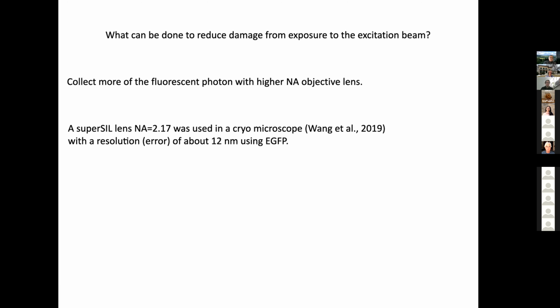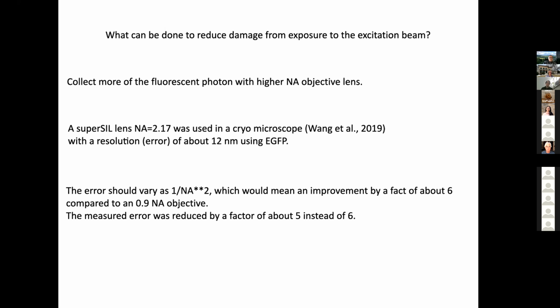So the highest numerical aperture lens that's been used had a numerical aperture of 2.17, and it was built into a cryomicroscope with a resolution error of about 12 nanometers using EGFP. So that sounds like that might be something worth exploring. The error should go something like 1 over the numerical aperture squared, should be about a factor of 6, and they actually achieved a factor of 5, which is a little less, but still, if you could collect 6 times as many photons, that might be a good thing.